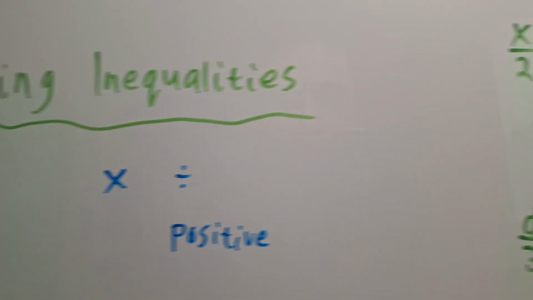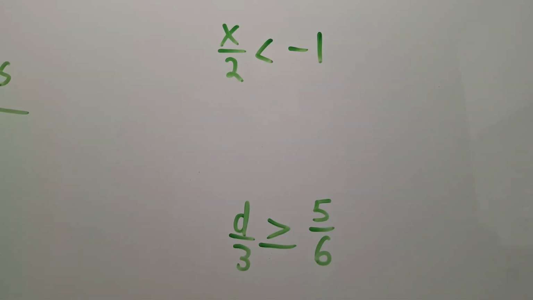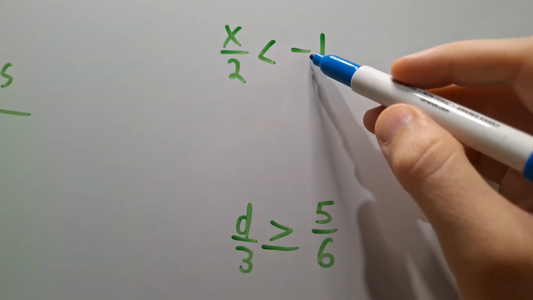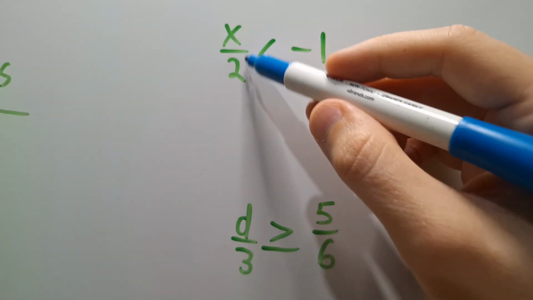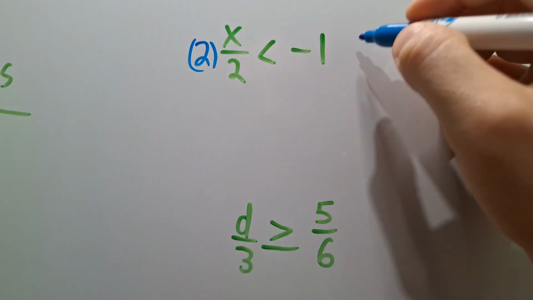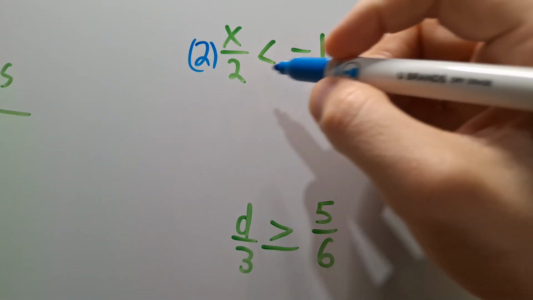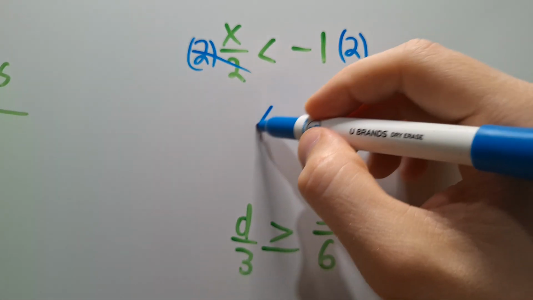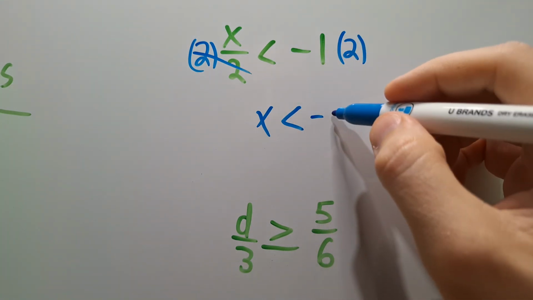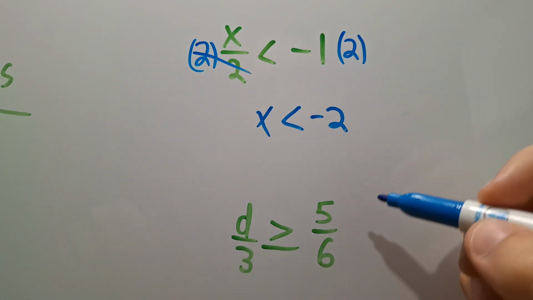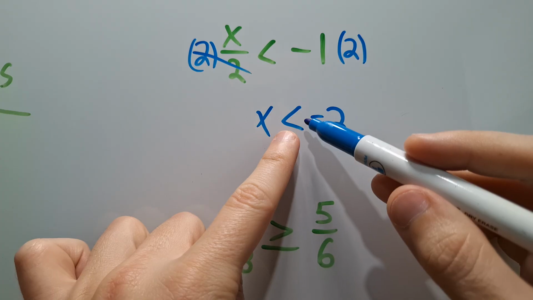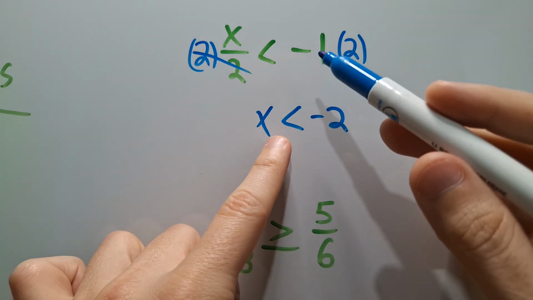So let's look at a few examples. This first one up top here says x over 2 is less than negative 1. We undo division with multiplication, so multiply by 2. Canceling this out here, we have x is less than negative 1 times 2, or negative 2. Every value excluding negative 2 that is less than negative 2 is a solution to this inequality.